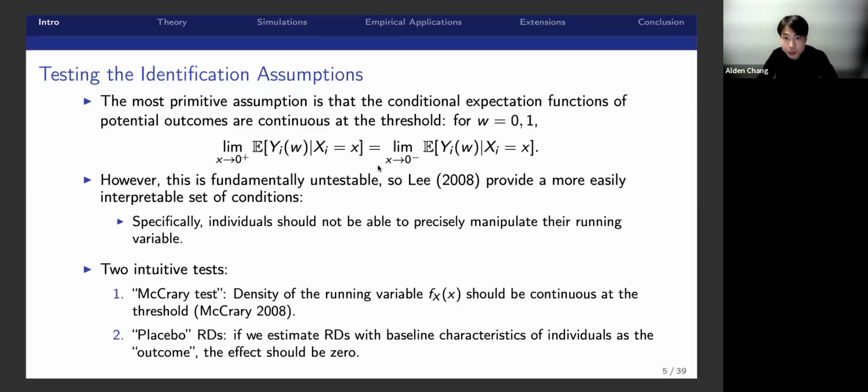So how do we know that the RD design is "valid"? The most primitive assumption that we need is that the conditional expectation functions of potential outcomes are continuous at the threshold.